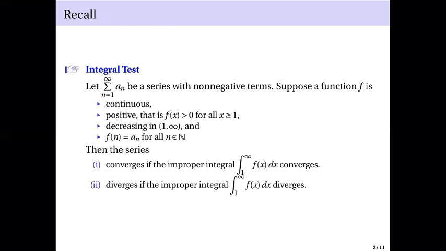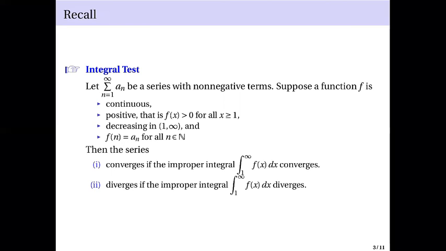Then the series is convergent if the improper integral of f(x) dx from 1 to plus infinity is also convergent. And the series is divergent if the improper integral is divergent. So this is the integral test. Take note of these conditions. You can only apply the integral test if all of these conditions are satisfied.